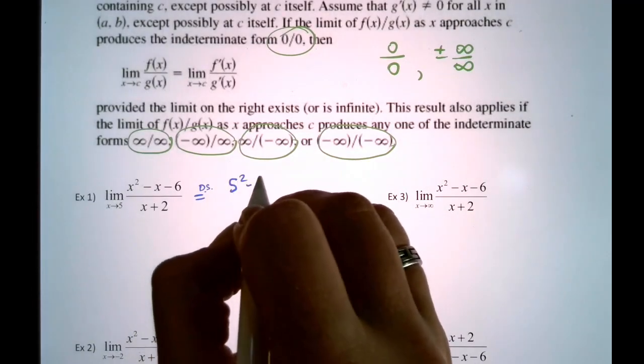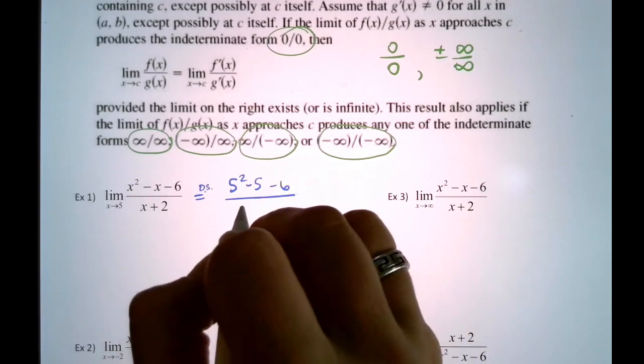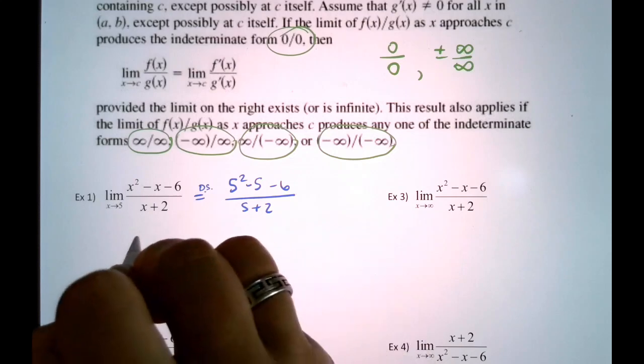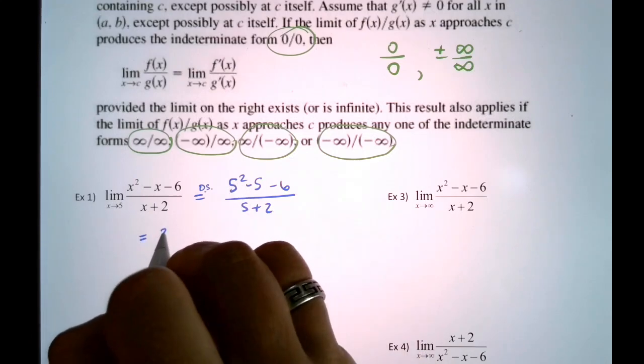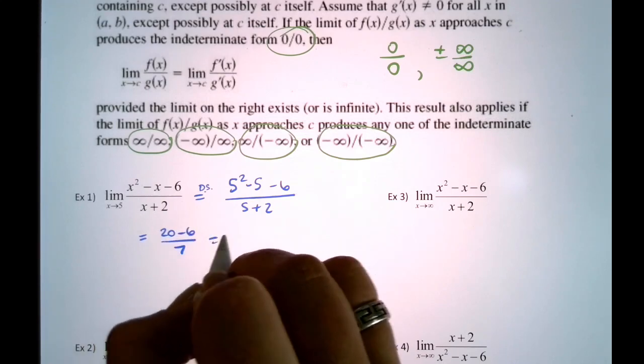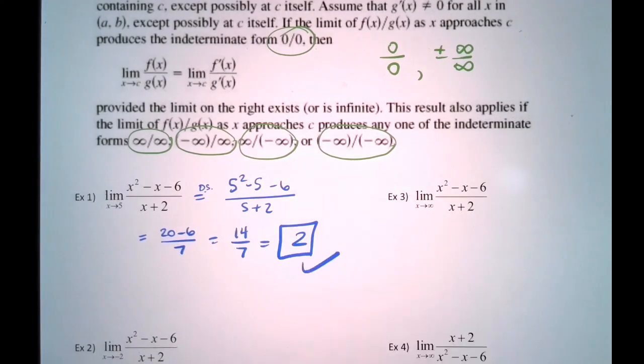You plug in the 5 for x, that's where this limit is approaching, and you see if you actually get a number. So let's see, that's 25 minus 5. That's 20 minus 6 over 7. That's 14 over 7. That is 2. There is nothing extra needed here. You do not do any fancy methods if they are not required of you. So this is fine. I just plugged in the 5. I got 2. The function is continuous at 5. So it's great.